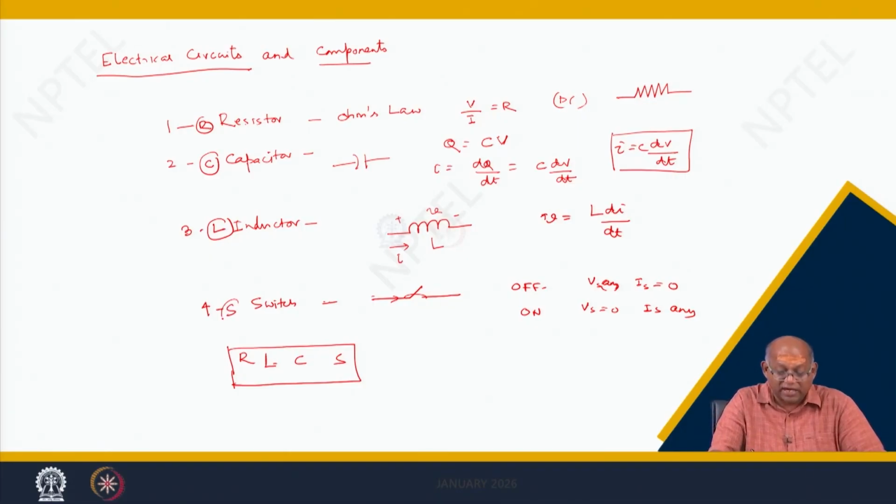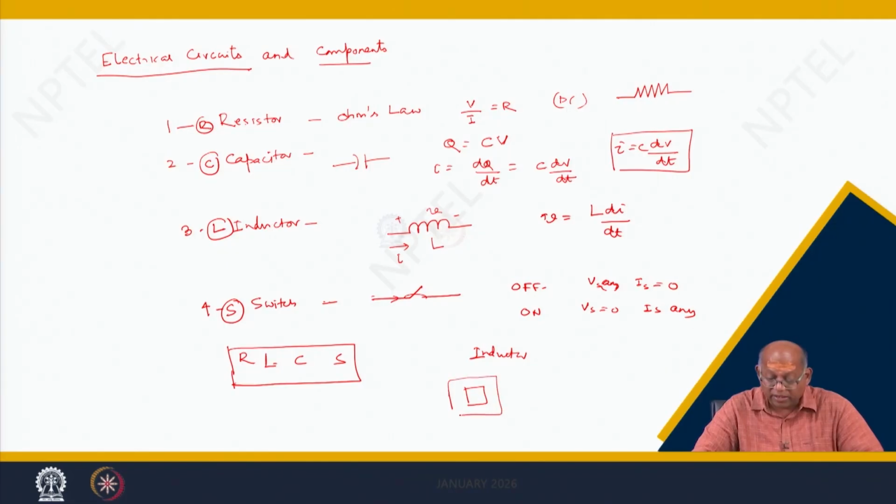So, how is the resistance made? Resistance can be made by resistive material. Capacitance is made by two plates with dielectric inside, and an inductor is made by winding a wire over a magnetic core like an iron core. I will show you inductors next class. So, this is a core, you can wind wire here, and this becomes an inductor.